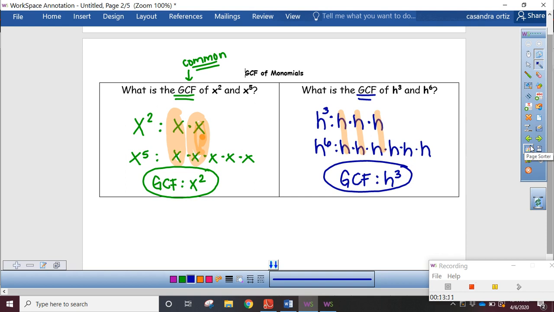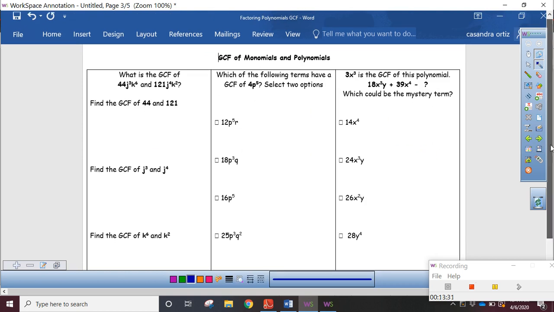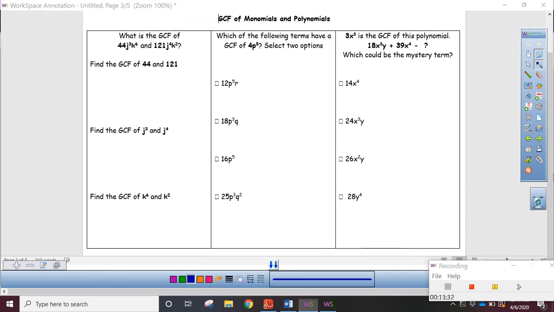All right? Now, this is kind of separating what you're going to see in the examples. I went ahead and showed you how to find the GCF of numbers, and I showed you how to find the GCF of monomials. And now what we're going to do is put those two together, and we're going to see some examples as we go through the next part of the lesson. So let's go ahead and take a look at some questions here, some examples. And again, we want to now put these two things together.